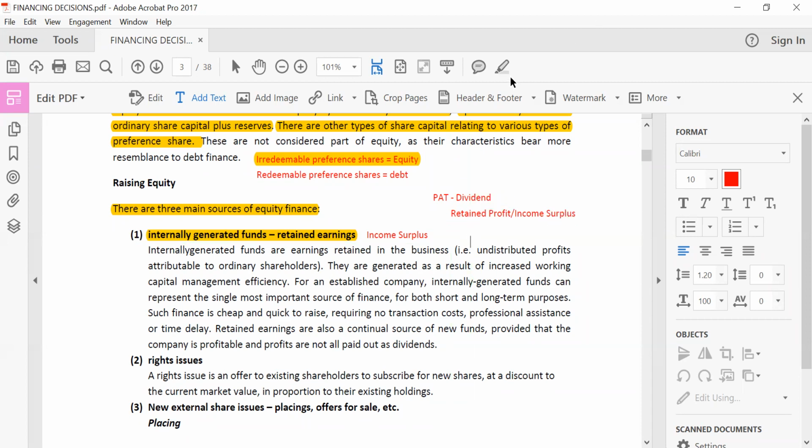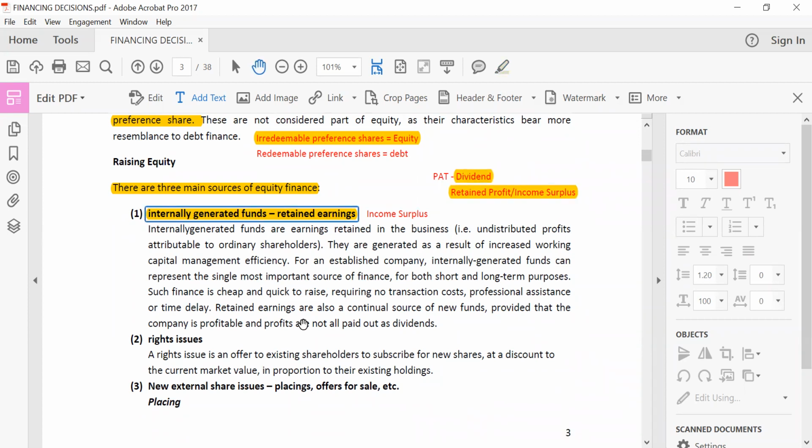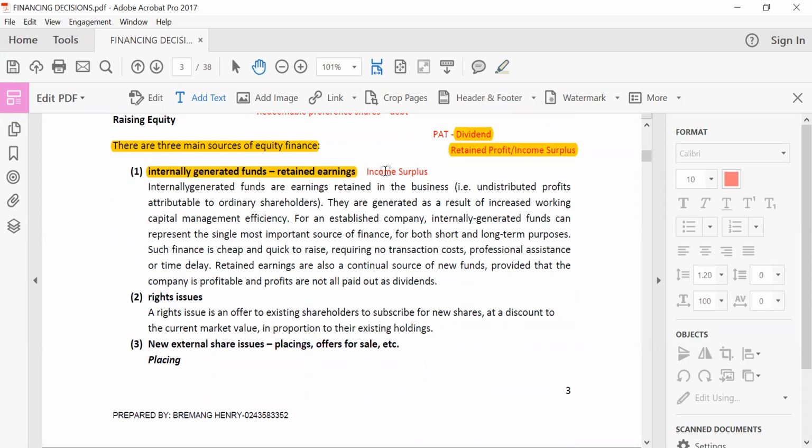So if a company has a profit after tax, part of the profit after tax is paid as dividends to the ordinary shareholders, and part of it is retained in the organization, and that is a form of equity. So one of the sources of equity finance is internally generated funds, which are retained earnings. Another form of equity is a rights issue.